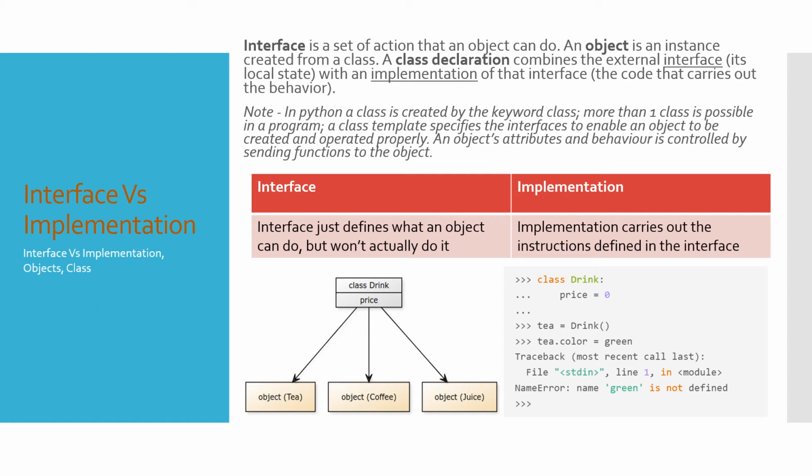Okay, so I repeat, the interface is a set of actions that an object can do, and a class declaration combines the external interface with an implementation of that interface, which is nothing but code that carries out that behavior. Hope that is clear.